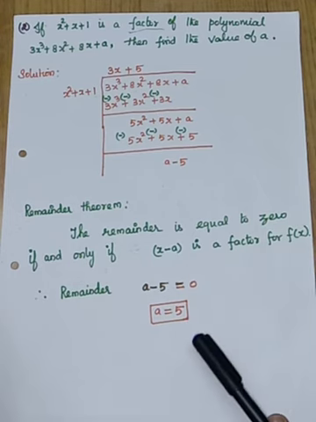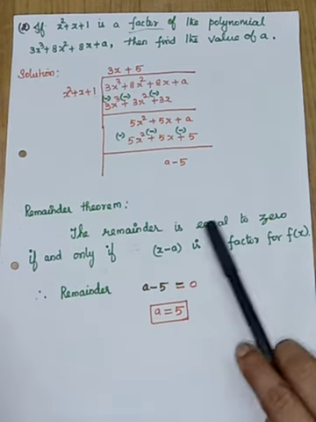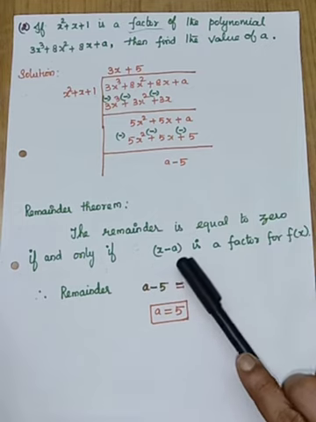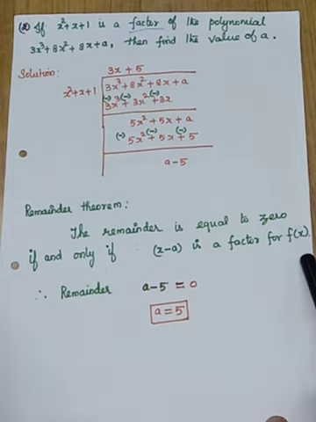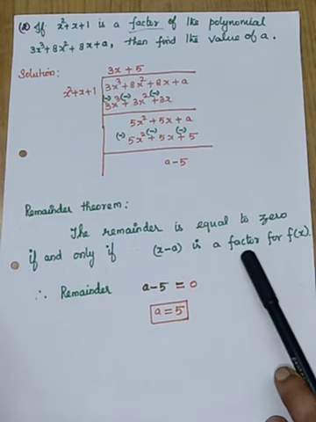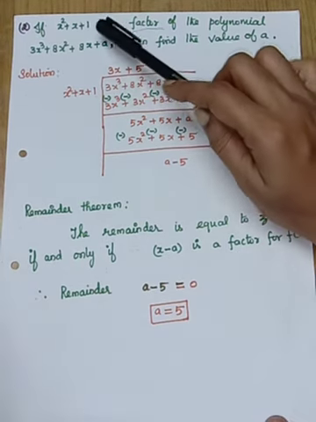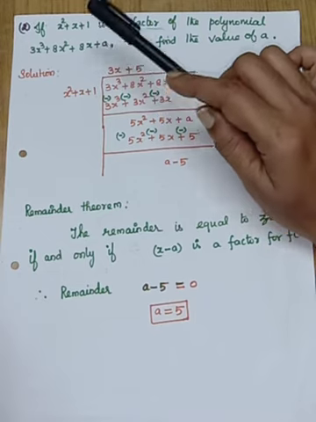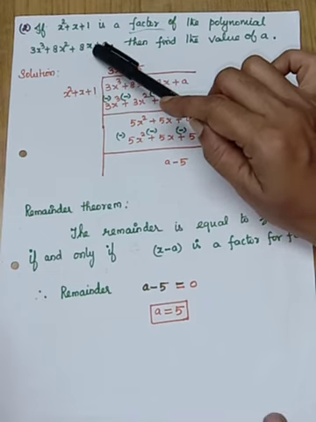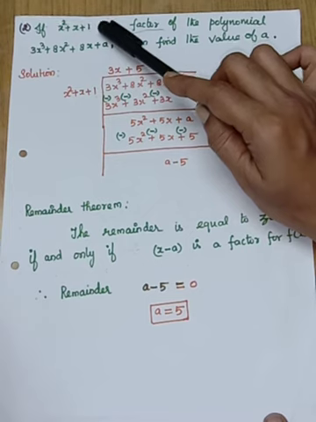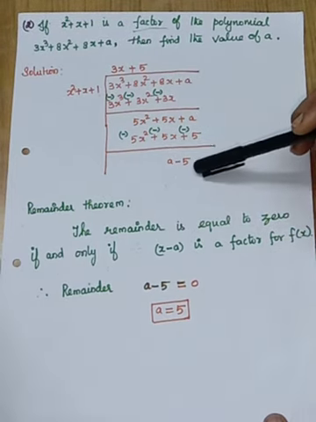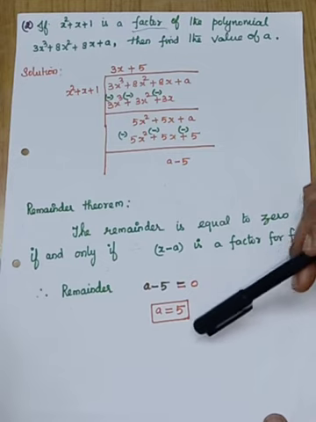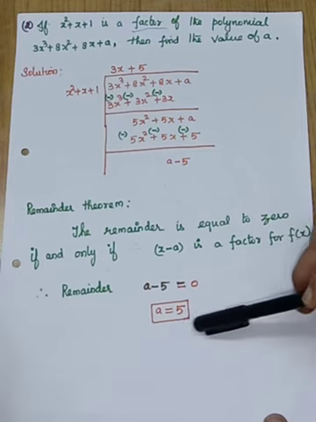I repeat the remainder theorem. The remainder is equal to 0 if x minus a is a factor of f of x. The word factor is important. Here this term is a factor of this polynomial, so when this cubic polynomial is divided by this factor, the remainder should be 0. So I equated the remainder to 0, and from that I am getting a is equal to 5.